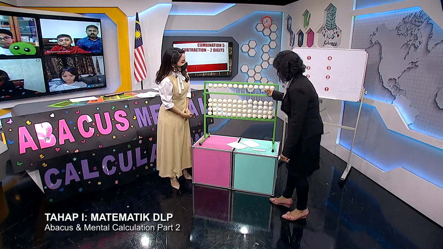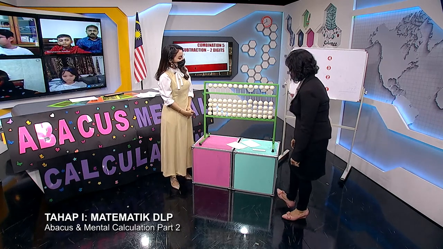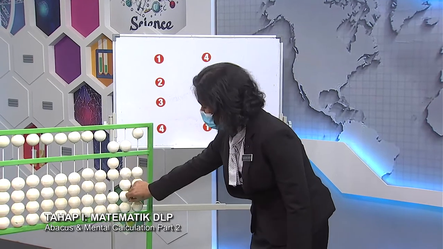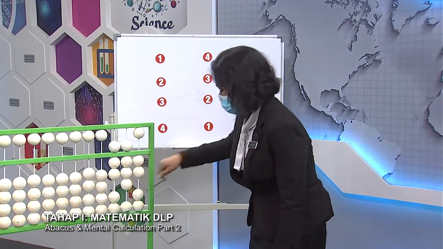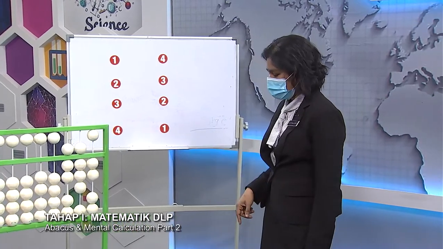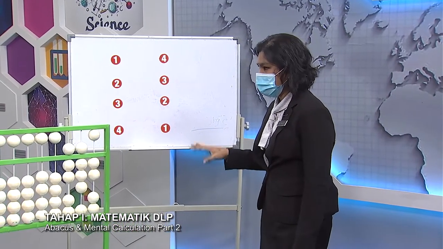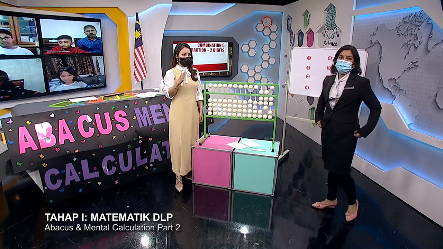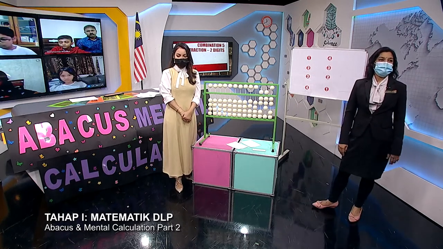Now I move on to another example. This is 782 minus 482. Let's have the students try first, because we shouldn't reveal the answer yet.